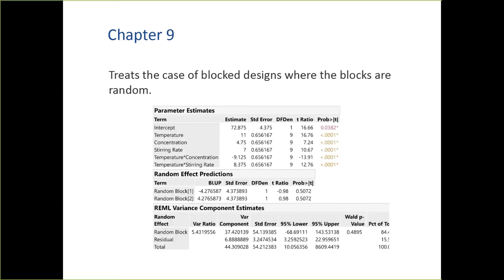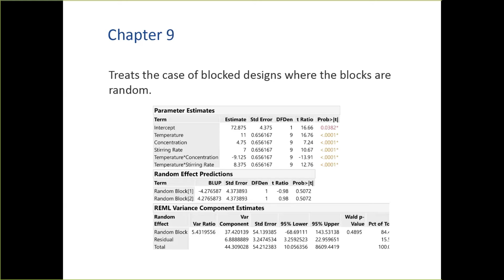Chapter 9 talks about blocked designs where the blocks are random. And I almost always think about blocks as being random because if the blocks are fixed effects, then your inferences are only valid about the blocks that you used in the experiment. And a lot of times that just doesn't make any sense. For example, if your blocks are batches of raw material, you would want your inferences to be valid about all the batches of raw material that you're going to be using in that process.